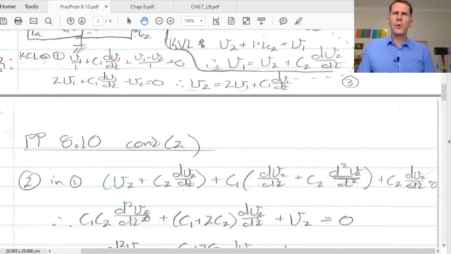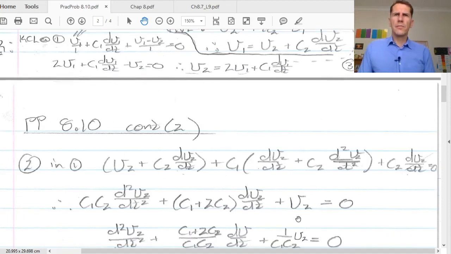Then let's look for the first order derivatives. There's one with C2. There's one with a C1. And there's another one with C2. So I've got two C2s, so there's the two C2s and there's the C1. Those two combined, multiply that with the first order derivative. And then constants, it's only that V2. Only that V2. Okay, so fantastic.